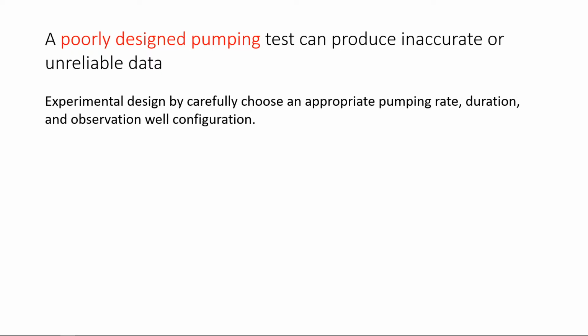So you need to have a carefully designed test, with an appropriate pumping rate, appropriate duration, and observation well configuration. If the pumping rate, for example, is too high, the drawdown could be too rapid and may even cause the well to dry, making it impossible to get accurate data. If the pumping rate is too low, on the other hand, then what will happen? The drawdown might be insufficient or inaccurate, very small, and you're not really getting anything meaningful.